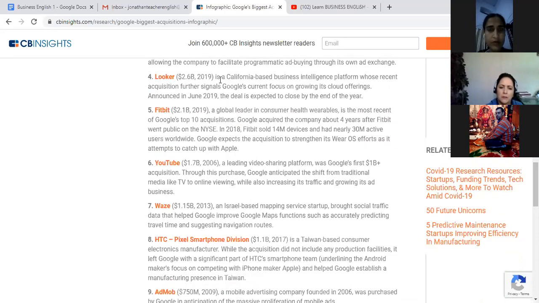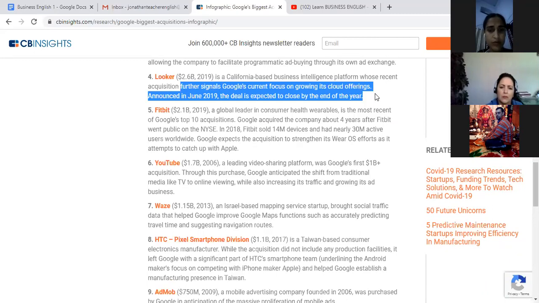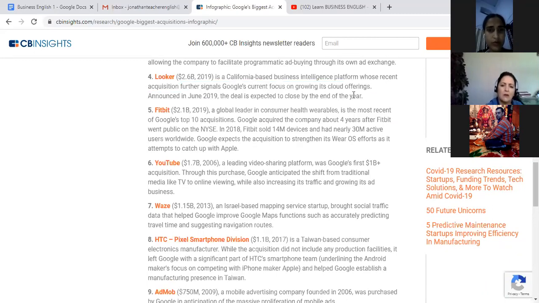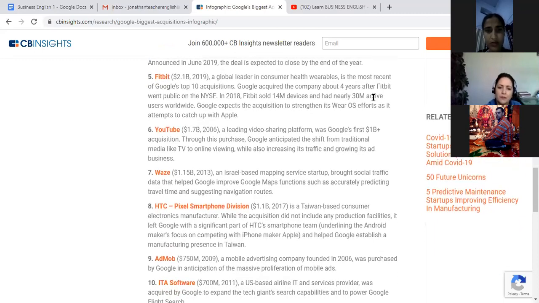Looker is a California-based business intelligence platform whose recent acquisition further signals Google's current focus on growing its cloud offerings. Announced in June 2019, the deal is expected to close by the end of the year. Fitbit is a global leader in consumer health wearables, is the most recent of Google's top 10 acquisitions.